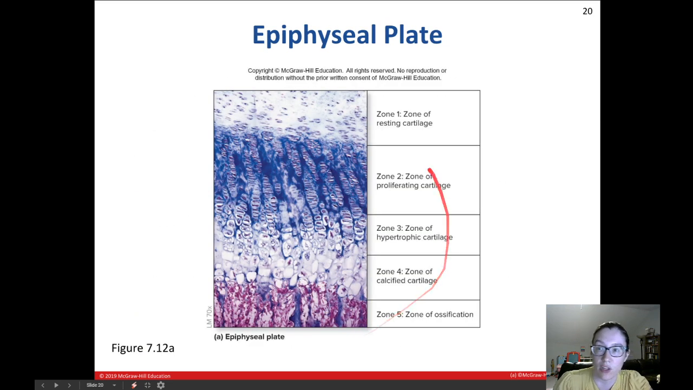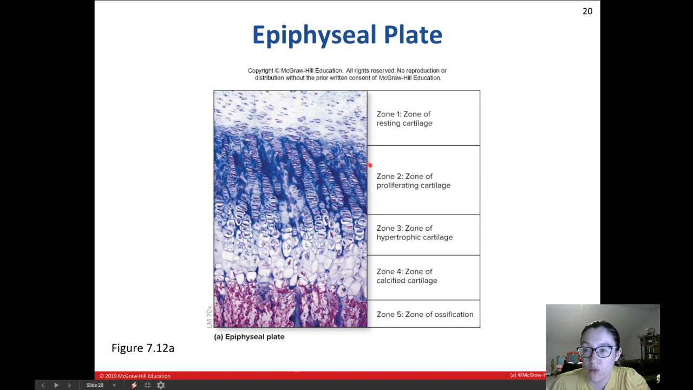And I'm going to show you some pictures. So this is that first zone here of resting cartilage, and that's going to be connecting up to the epiphysis. So up here would be the epiphysis, and then the diaphysis would be down here near zone 5. And this is not a very active part of the epiphyseal plate.